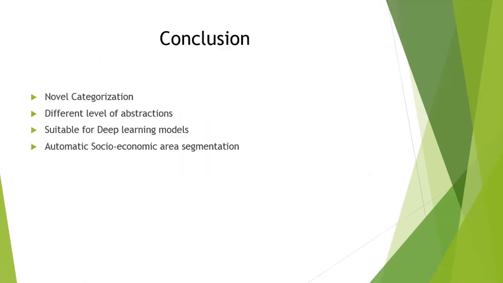So the contribution here is the novel categorization, the different levels of abstraction. We can use it at different levels of abstraction in a defined way. We have shown that the process is very much suitable for deep learning models, and we can make it usable for automatic socio-economic area segmentation.